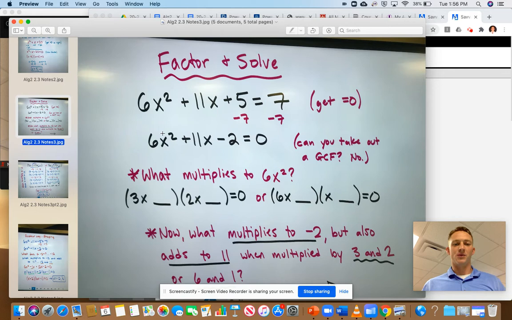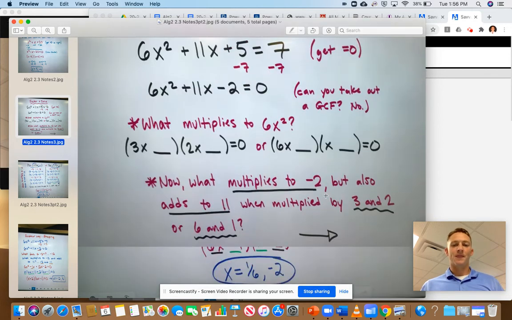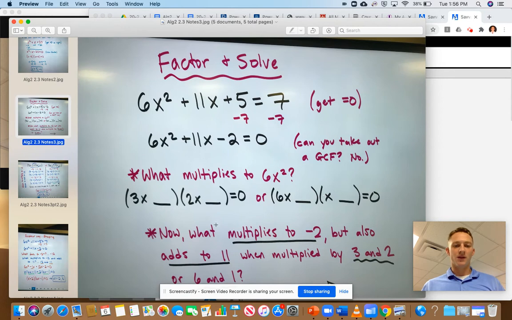So what multiplies to 6x squared? Either a 3x and a 2x, right? 3 times 2 is 6, x times x is x squared. Or we might also use just 6x and x, like 6x and 1x. So once we get this done, we need to fill out what goes in either of these. It's either going to be this equation or this factored equation.